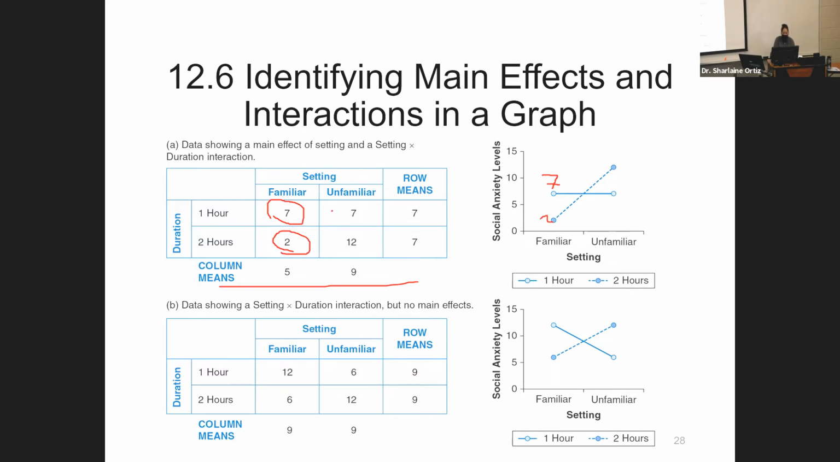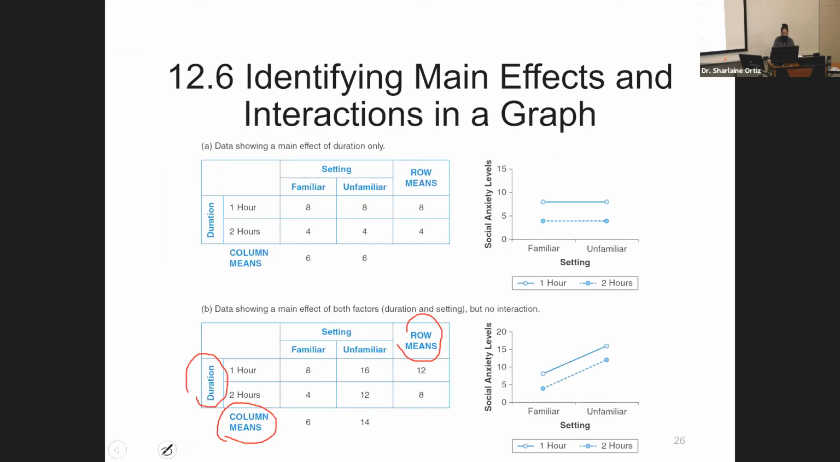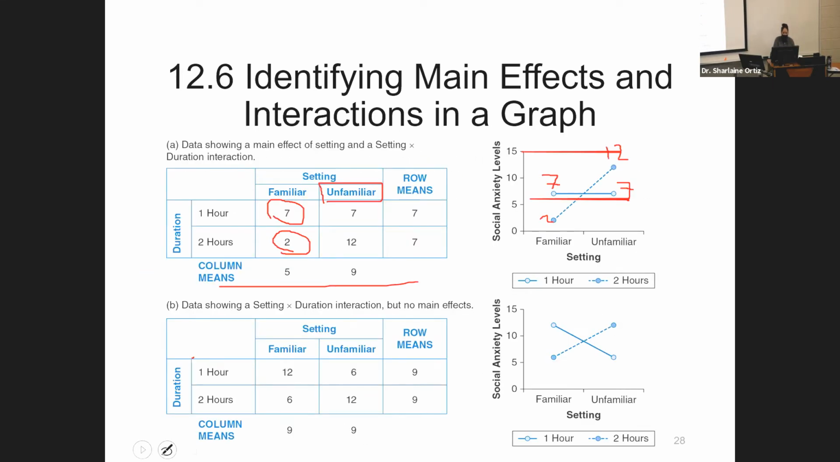Notice that if we move on to the unfamiliar setting, for an hour, it will be a score of 7. And for an unfamiliar setting for 2 hours, the rated anxiety was a 12. So if I am looking at this graph compared to our previous graph, notice that in this specific case, there were no changes in that dependent variable. It remained the same. And in this case, our dependent variable, of course, was that of reported social anxiety levels.